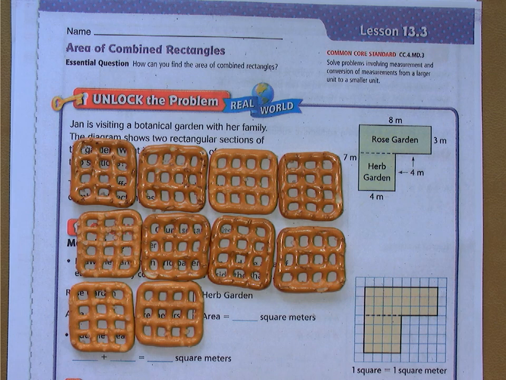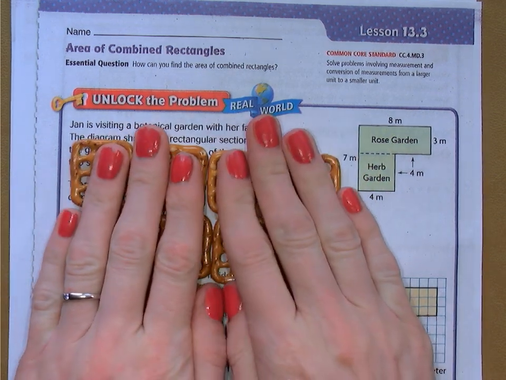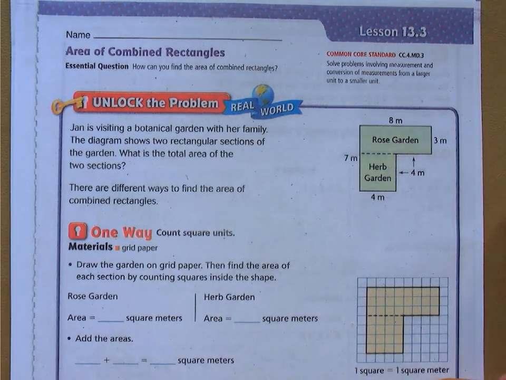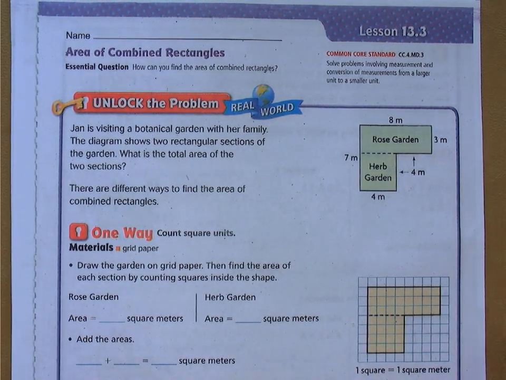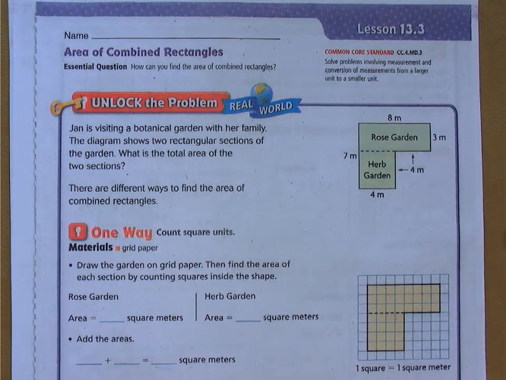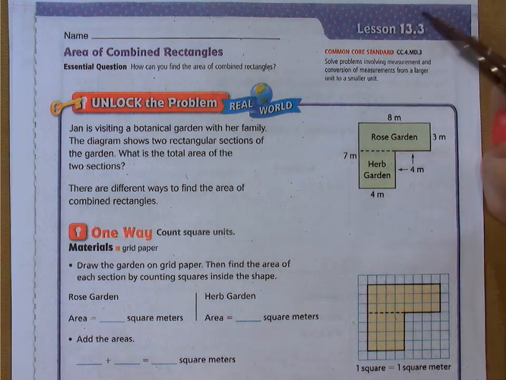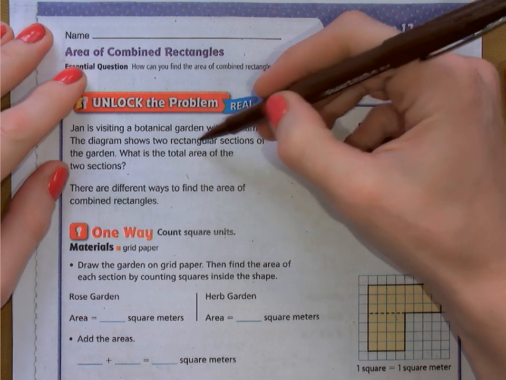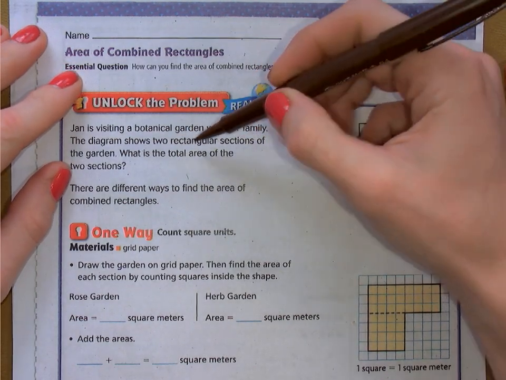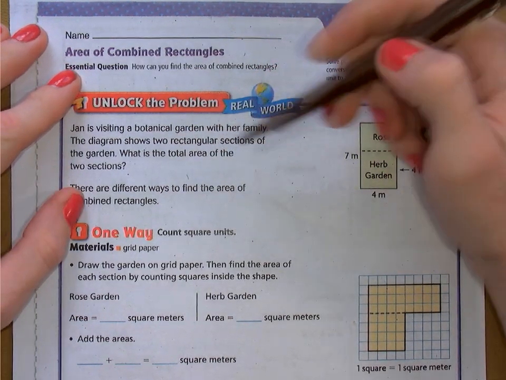So I'm going to take my pretzel squares right now. I'm going to move them away. We're going to work on what's in the book, okay? But don't forget about my pretzel squares there, okay? It says, Jan is visiting a botanical garden with her family. The diagram shows 2 rectangular sections of the garden. What is the total area?